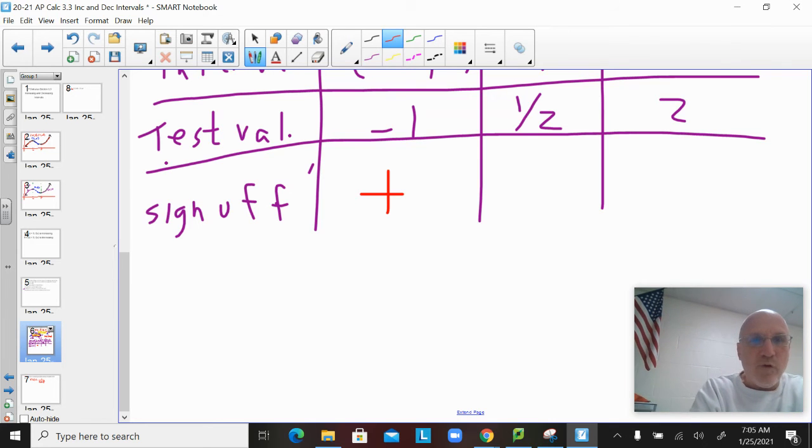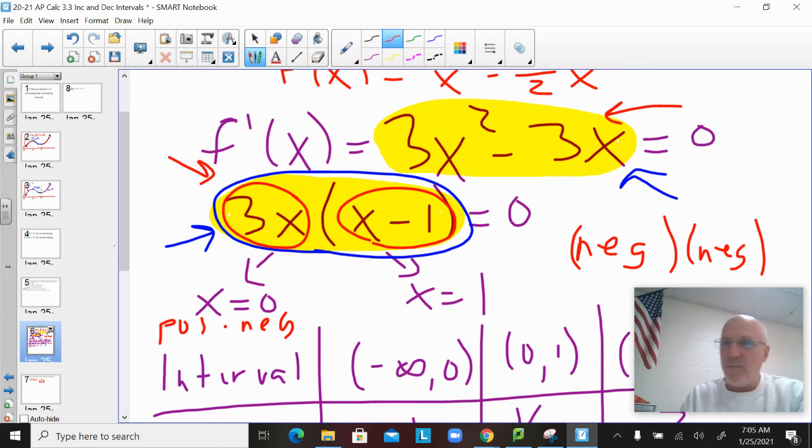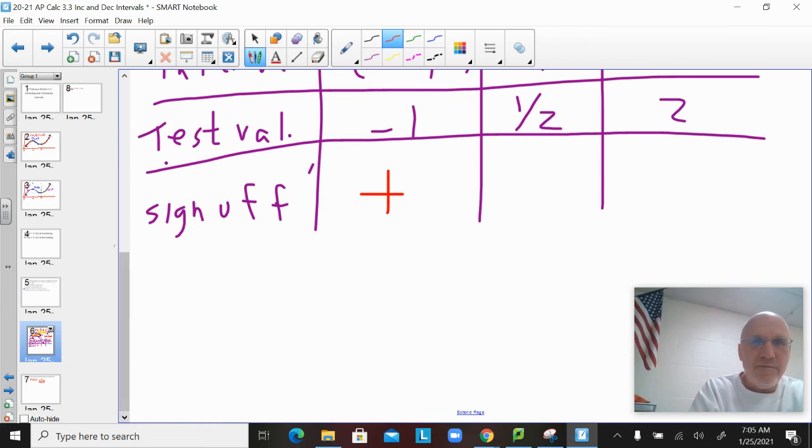What about 1/2? I'm going back up here. Now I'm plugging 1/2 into these two circles again. 3 times a half is positive. I've got a positive there. And 1/2 minus 1 is negative. I've got a positive times a negative, and a positive times a negative is negative. That's all I care about, that it's negative. Do I care exactly what negative? I don't. It turns out to be whatever, 3/2 times negative 1/2, negative 3/4, whatever it is, doesn't matter what it is. We need the sign of it. It turned out to be negative.